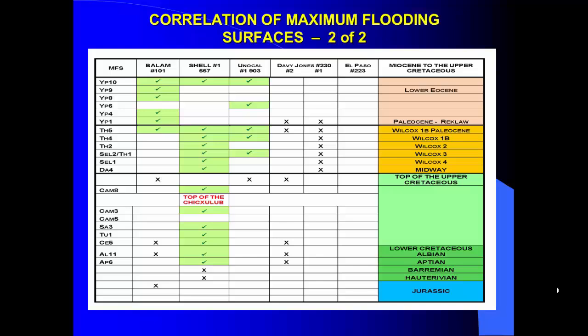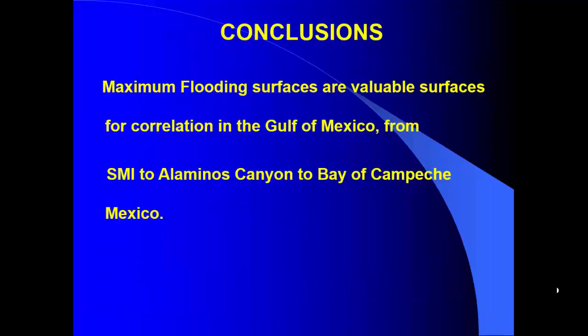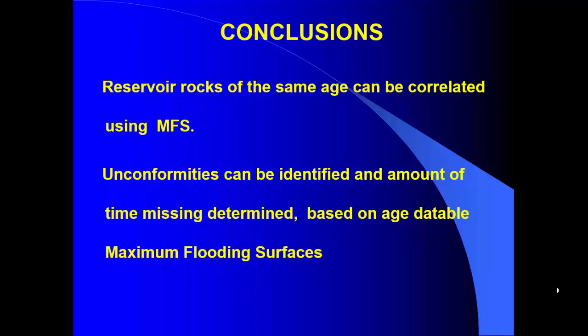So, okay, maybe just a few obvious conclusions: maximum flooding surfaces are very valuable surfaces for correlation in the Gulf of Mexico. We can identify those all the way from South Marsh Island to the Bay of Campeche. And the reservoir rocks of the same age can be correlated using maximum flooding surfaces. Unconformities can be identified and the amount of time missing determined based on age-datable maximum flooding surfaces. Thank you.